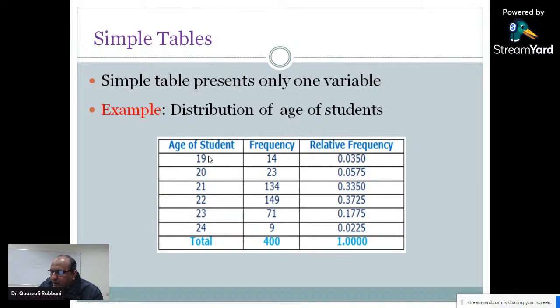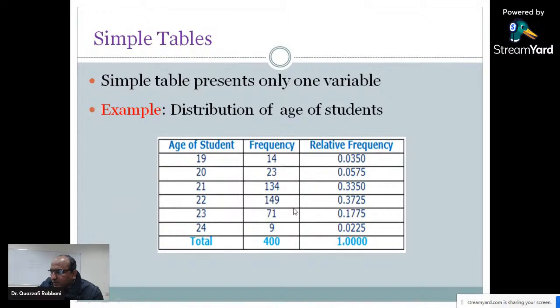In the first column we have the age of the students, and the second column is the frequency. It means there are 14 students whose age is 19. There are 23 students whose age is 20. So there are a total of 400 students, and the ages of these 400 students are presented in this form.